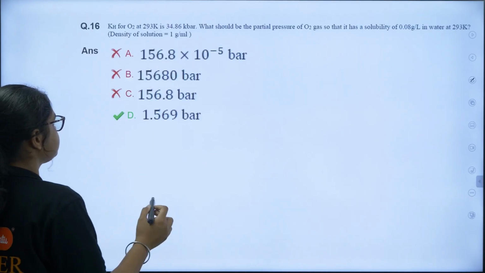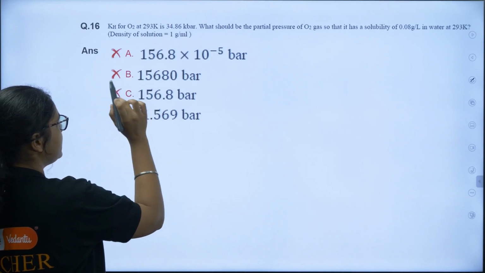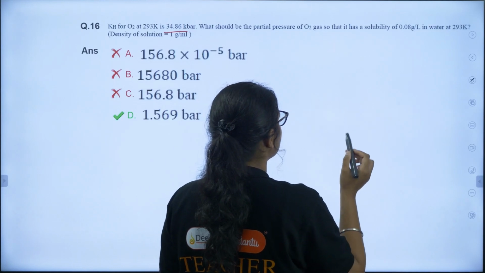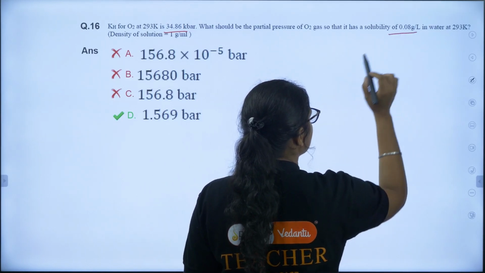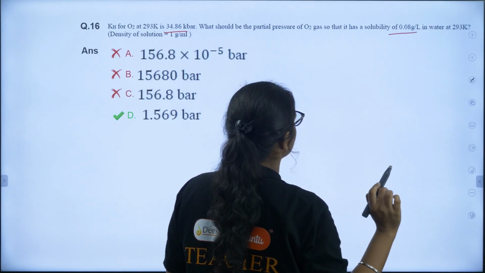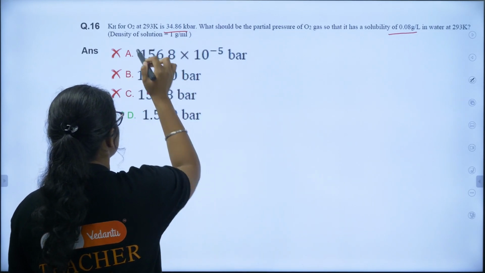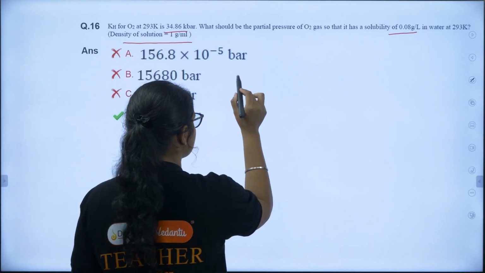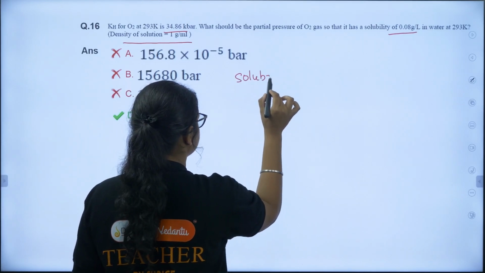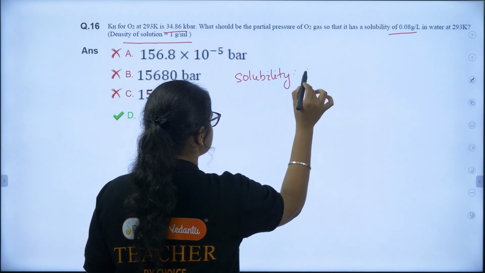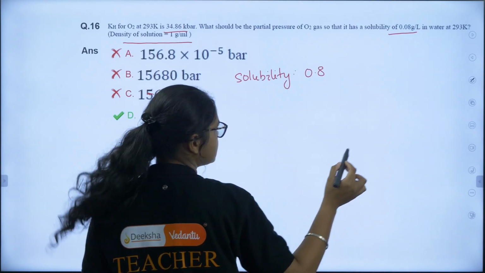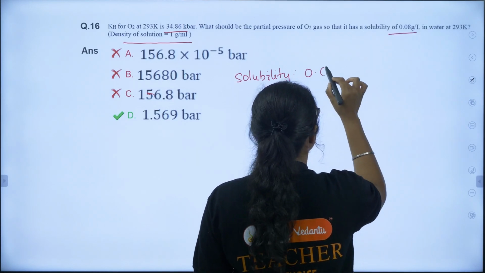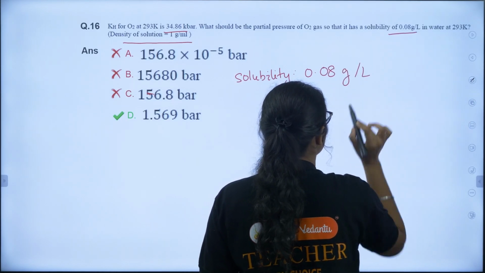Next question, let us see. KH of O2 at 293 Kelvin is 34.86 kilobar. What should be the partial pressure of O2 gas so that it has a solubility of 0.08 gram per liter in the water at 293 Kelvin? Density of solution is 1 gram per ml. Okay, now let us see here. What does this say? Solubility is 0.08 gram per liter.